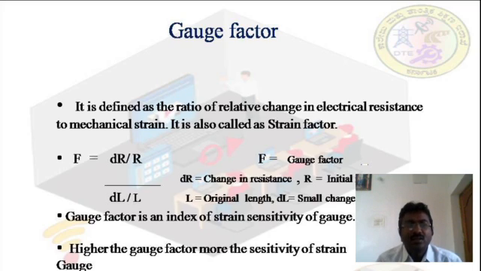The gauge factor varies for different substances. The metallic foil gauges have gauge factor as 2, whereas platinum tungsten wire has gauge factor 4. Platinum iridium has 5 and platinum has 6 as the gauge factor. Whereas single crystalline silicon has gauge factor as 200. So that's about gauge factor or strain factor.